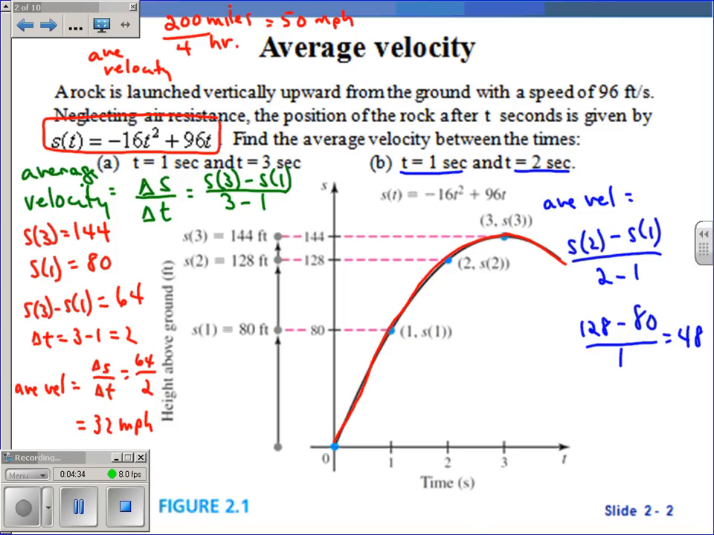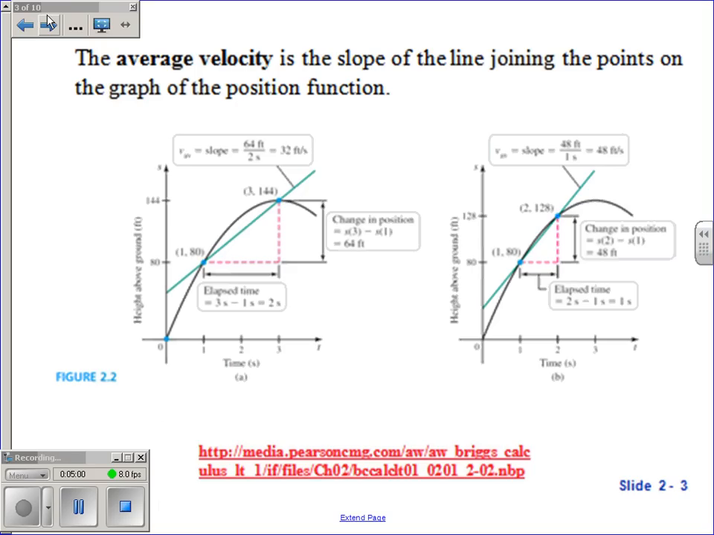It's actually not miles per hour here. We're talking about our distance is given as feet. Okay, so they're giving it to you as feet, and then seconds is the time. So this is 48 feet per second. Okay, so that's the average velocity if we're just looking at the 2 points where t is 1 and t is 2.